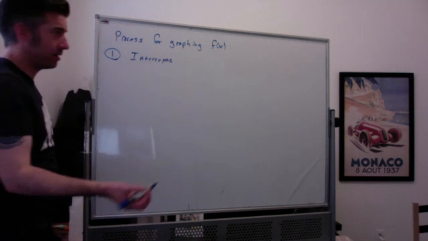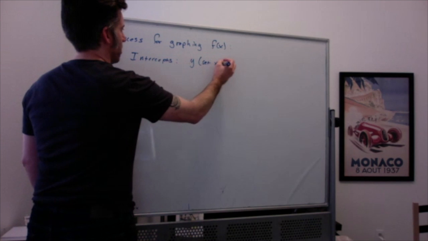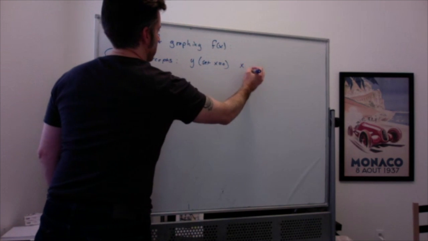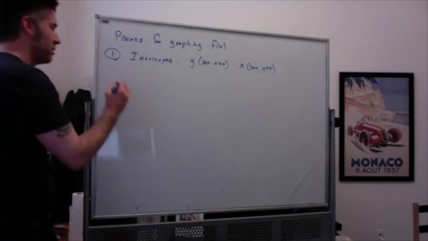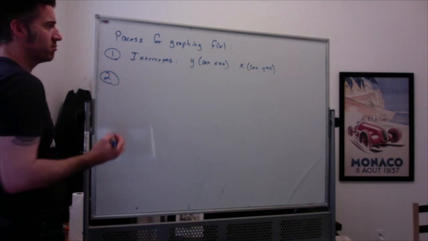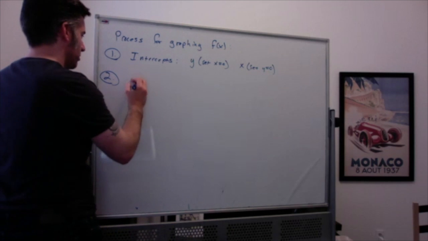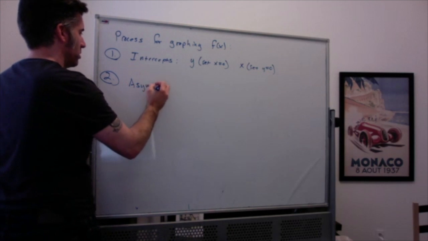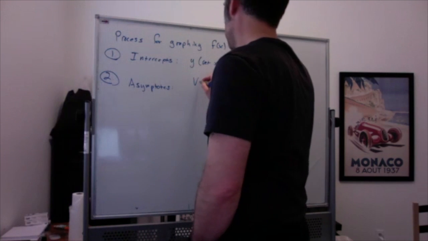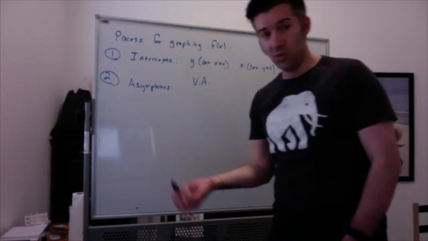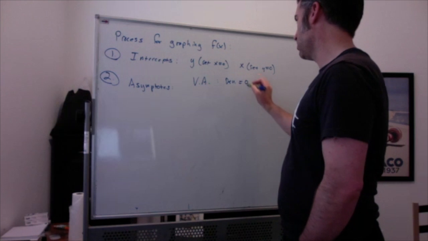So y and x. Y, you set x equal to 0. X, you set y equal to 0. The second thing, asymptotes, if any, right? Vertical asymptotes, you're usually looking for where the denominator is equal to 0.